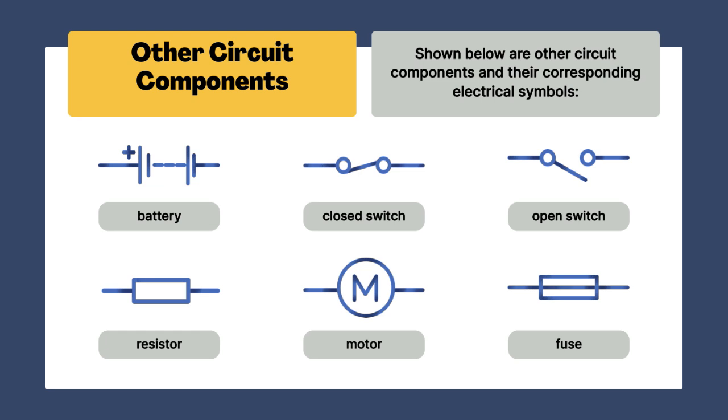These symbols are essential because they help us understand and communicate how different components work together in a circuit. Recognizing these symbols allows us to read circuit diagrams accurately and troubleshoot effectively. Remember, each symbol represents a specific function, and understanding these is key to mastering circuit design and analysis.